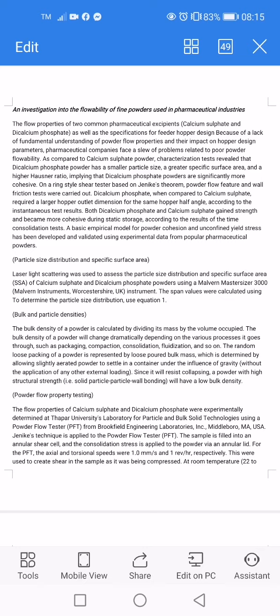So we have the two topics. There are the flow properties of two common pharmaceutical excipients, the first powder being calcium sulfate and the dicalcium phosphate, as well as the specification for feeder hopper design, because of a lack of fundamental understanding of powder flow properties and their impact on hopper design parameters. Pharmaceutical companies face a slew of problems related to poor powder flowability.